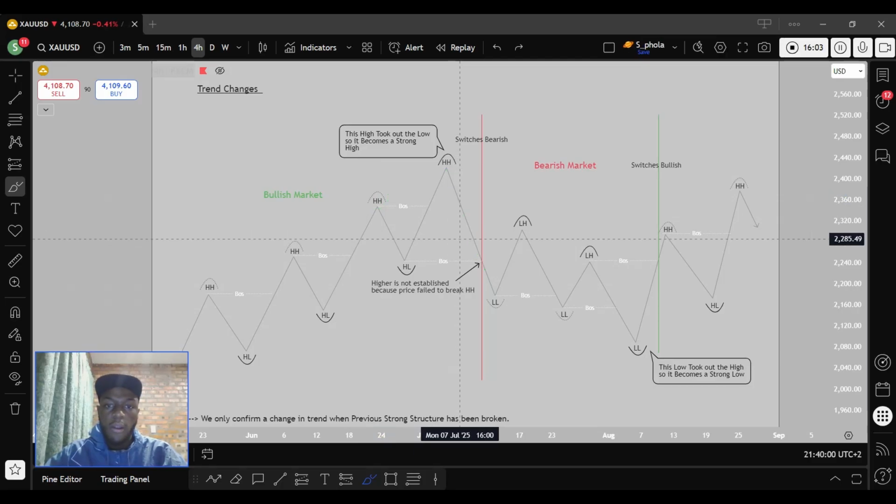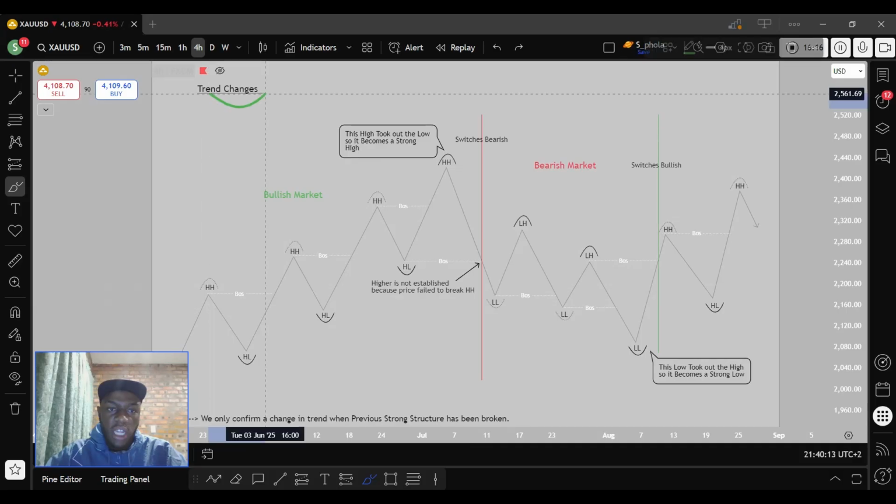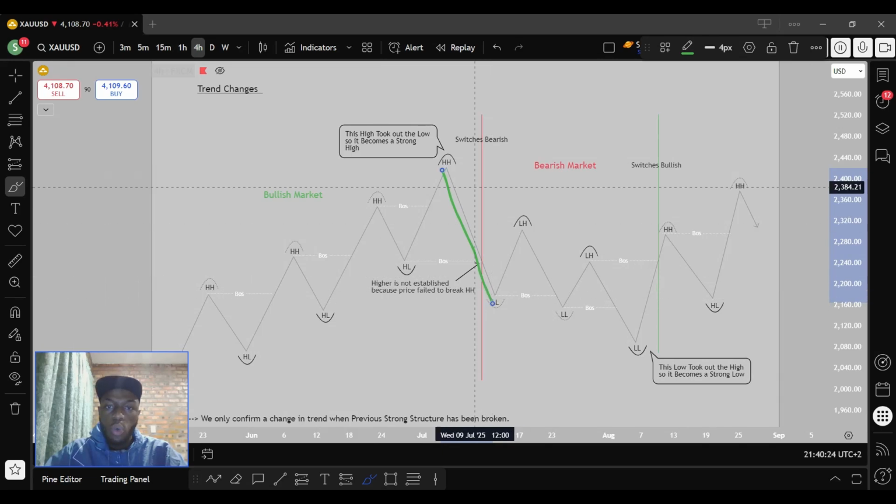You understand? But when our strong swing structure gets broken, you understand? What does that mean? That symbolizes a trend change. You understand? So in a bullish market, when our higher low gets broken, it symbolizes a trend change to switching bearish. You understand?